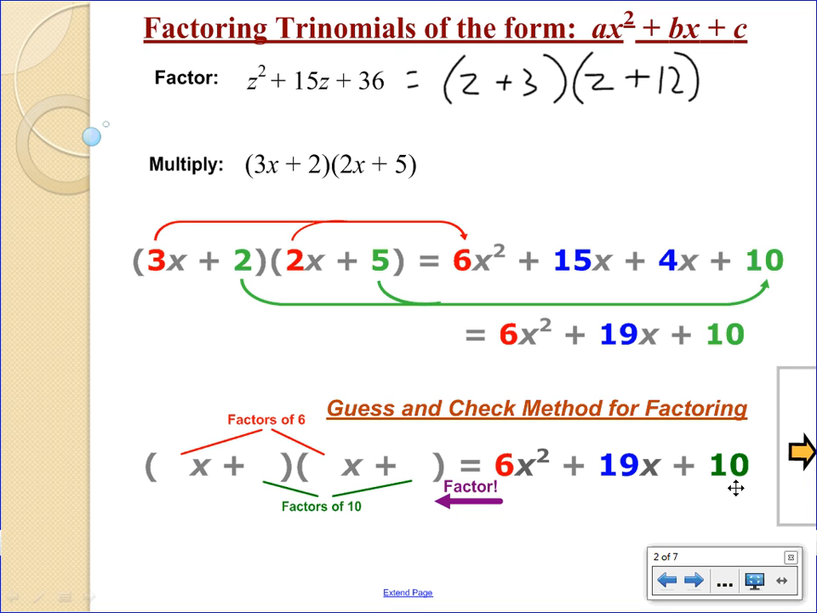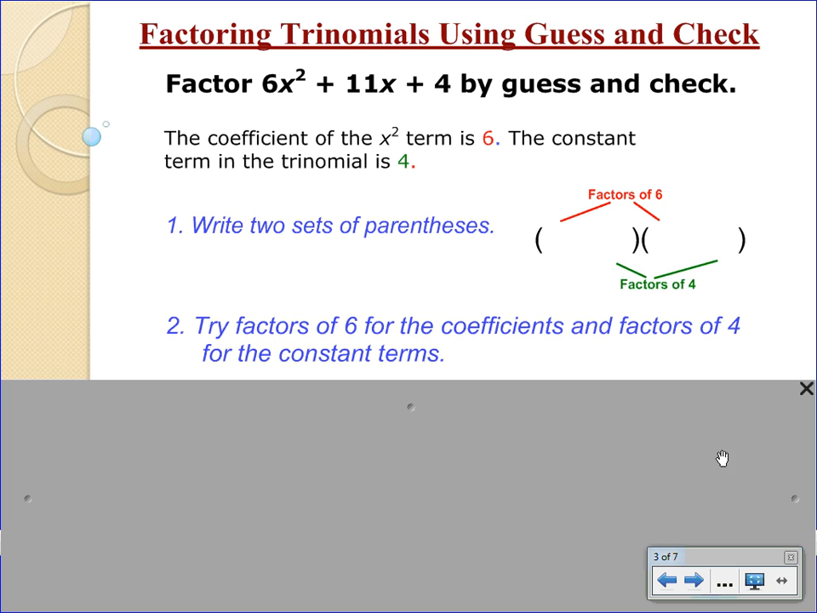I'm going to pick some things that make 6, pick some things that make 10, and see what we can do, and see if I can get that middle term to be 19x. So I'm going to go to the next page where I have a little bit more space, and we're going to do this here. Again, the coefficient of our x squared term is 6, so I want these first two numbers to multiply to give me 6.